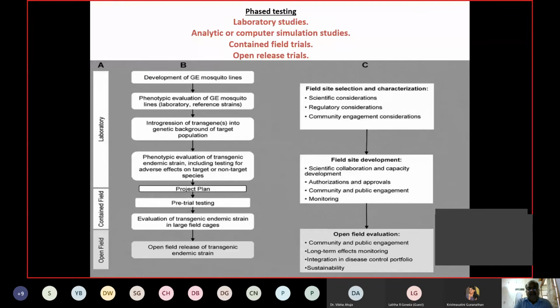In the C column, we see that field site selection and characterization comprise scientific considerations, regulatory considerations, and community engagement considerations. As I said, these are exceptionally important, and without them the final stage of the experiment cannot be continued. For the development of the field site, it has to be decided whether the field site for the field release experiment has to be an insular one, that is, an island, landlocked, or a contiguous land. Everything has to be decided in advance, with the full knowledge that full control over the released mosquitoes will be kept.